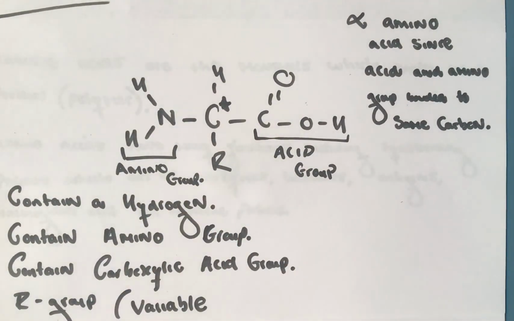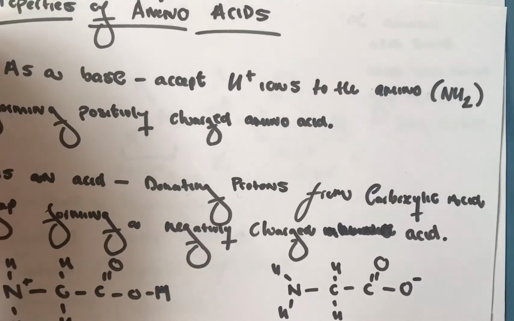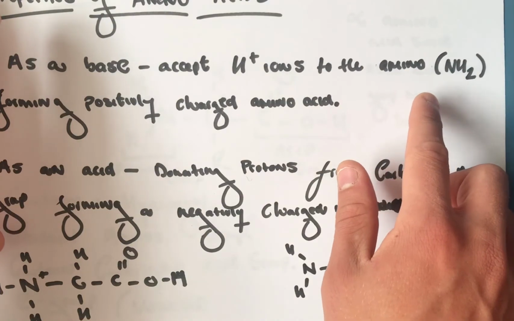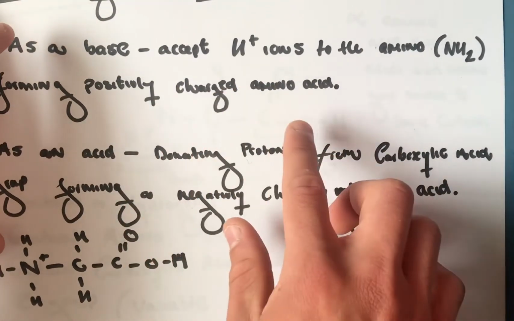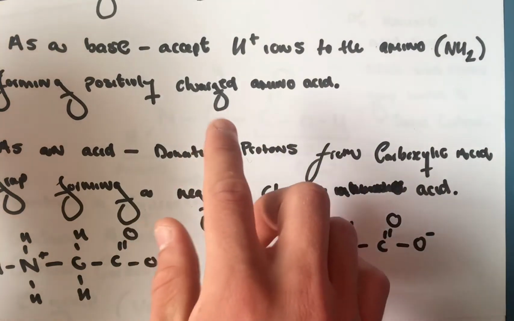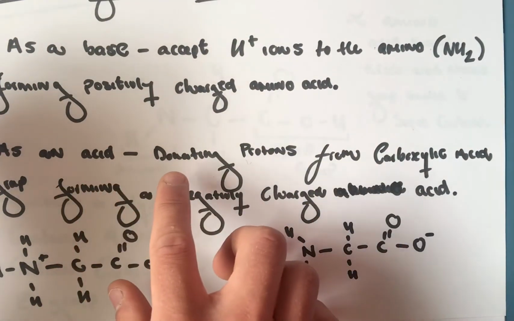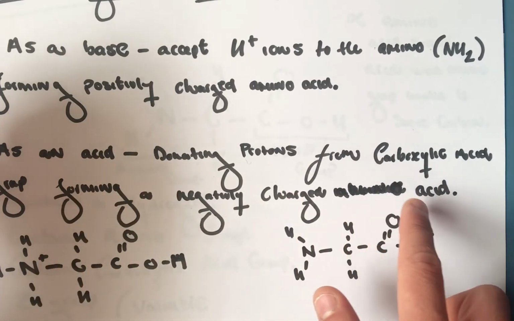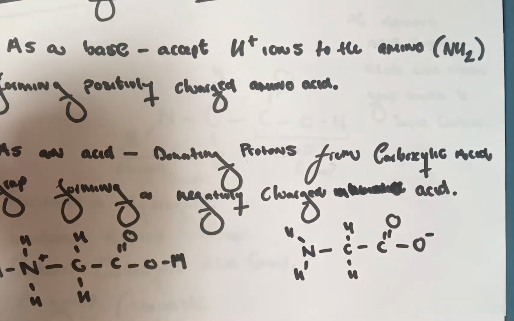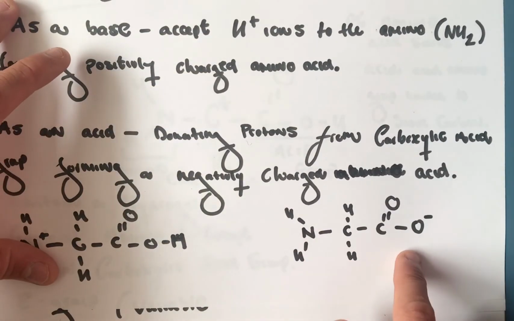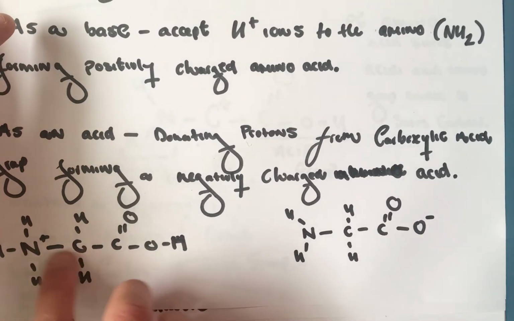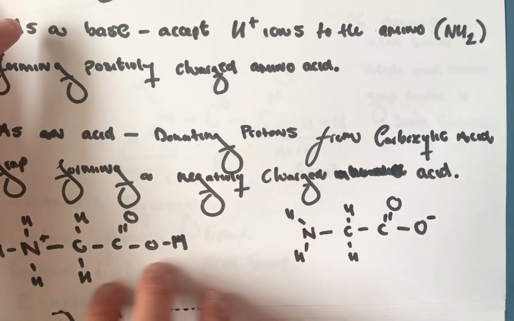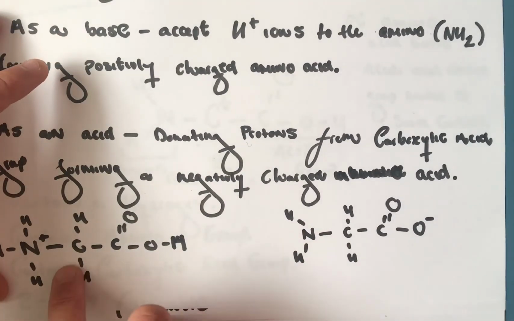We also have, like I've just said, the properties of an amino acid. As a base, it can accept H+ ions onto the amino group of the amino acid and form a positively charged ammonium ion. As an acid, it can donate protons from a carboxylic acid group, forming a negatively charged carboxylate ion. So here is your negatively charged carboxylate ion, and here is the positively charged ammonium ion, and obviously these amino acids are both glycine because the R group is a hydrogen atom.